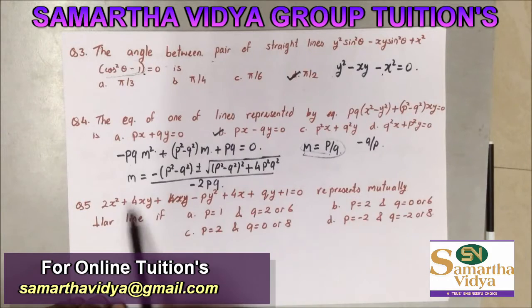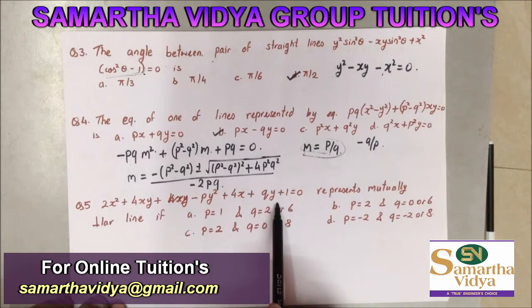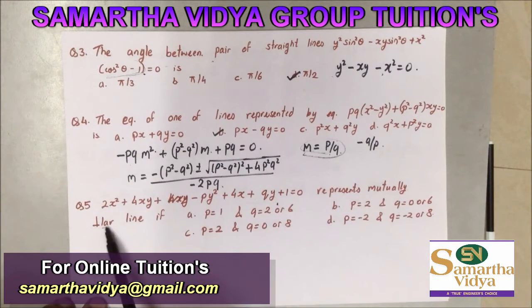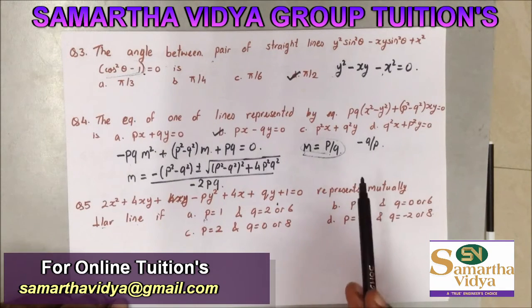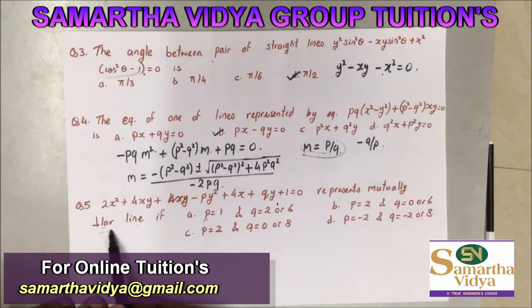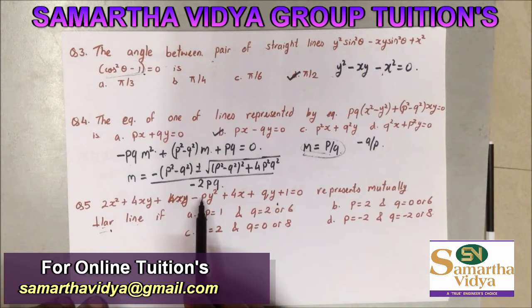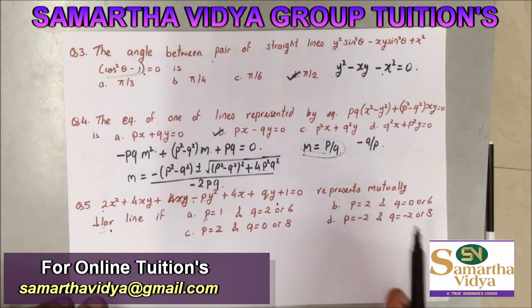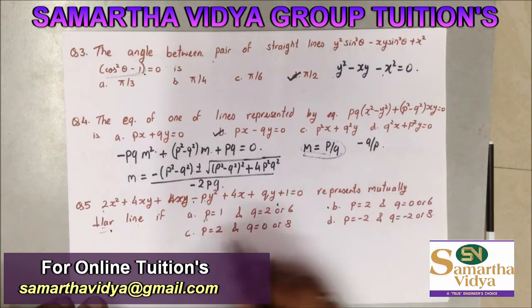Going to the next one, we have an equation of a line which is given and it represents a perpendicular line. If so, I need to find what is the condition for that. Now, since it is a perpendicular line, my a plus b should be equal to 0. That means 2 minus p should be 0. So that means p should be 2. So it's either b or c.